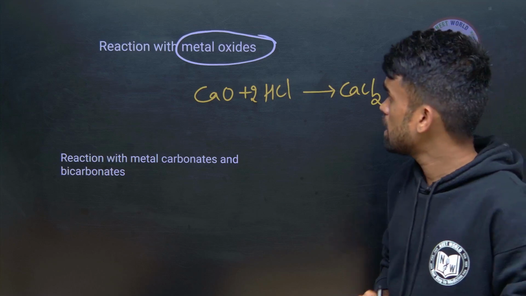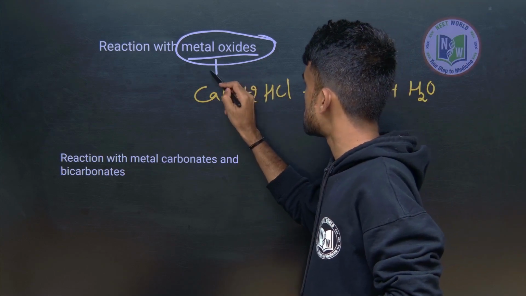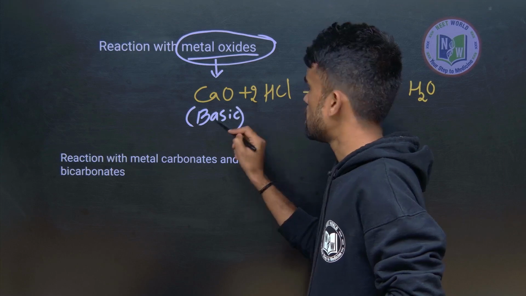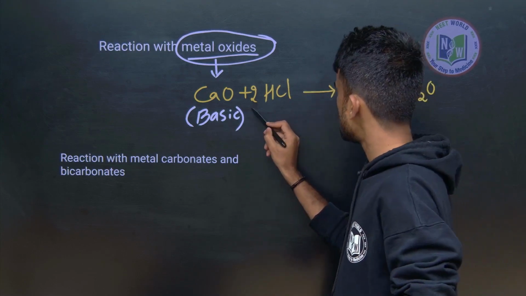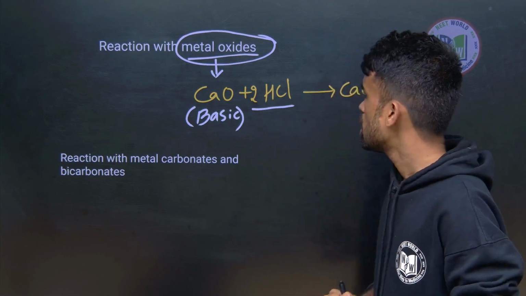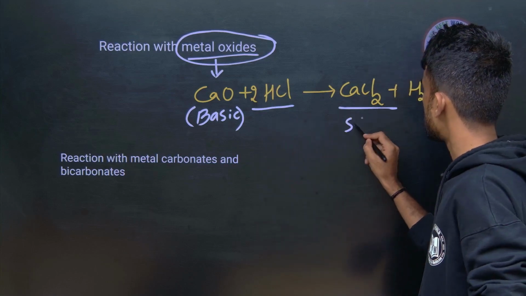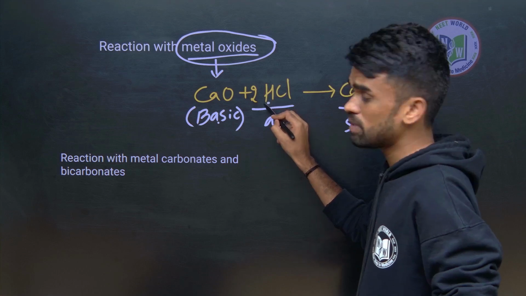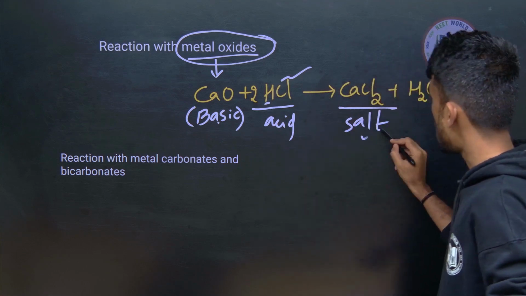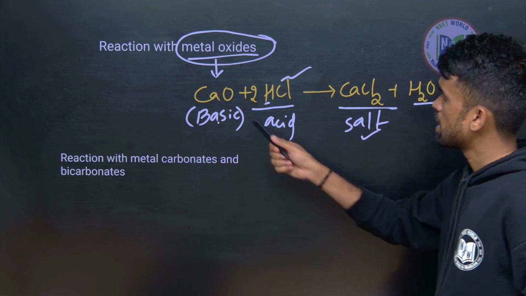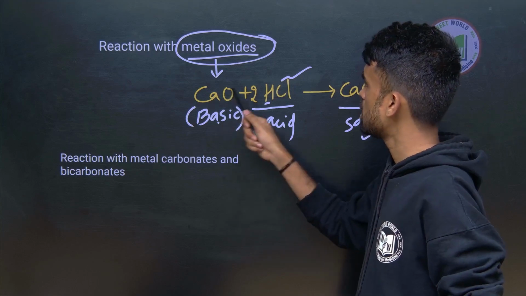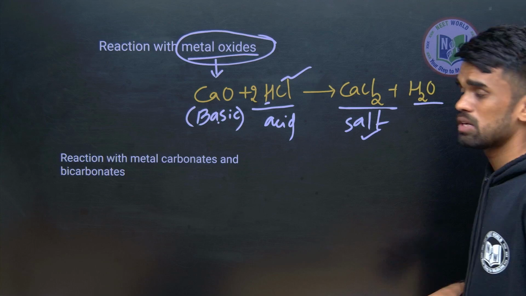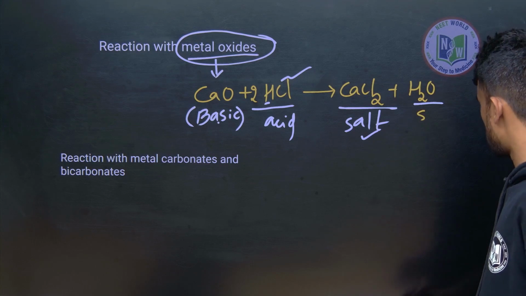Generally metal oxides are basic in nature. What is the nature of calcium oxide? It is a basic oxide. So when basic oxides are treated with acids, they form the respective salt. So basic oxides upon treating with acids form salt plus water. See here, CaO gives CaCl2 plus H2O. That is salt plus water.